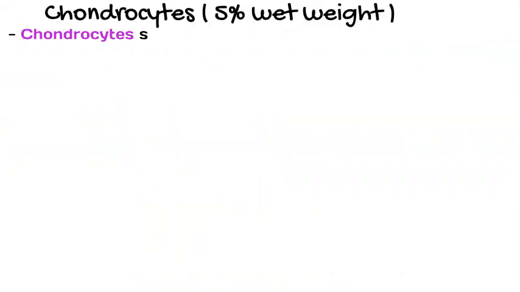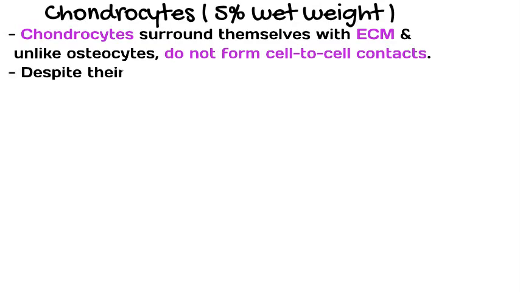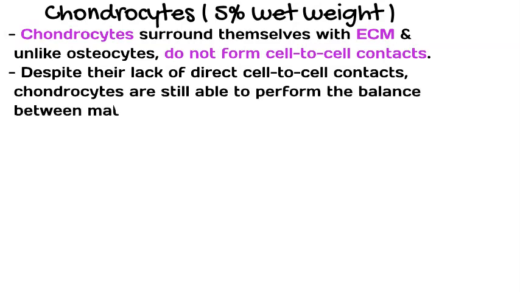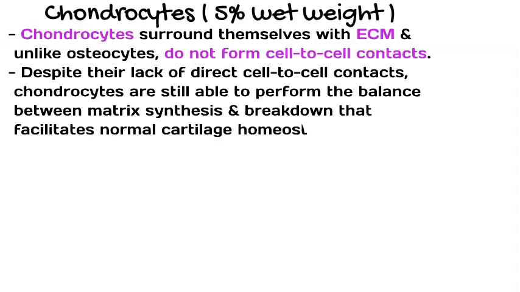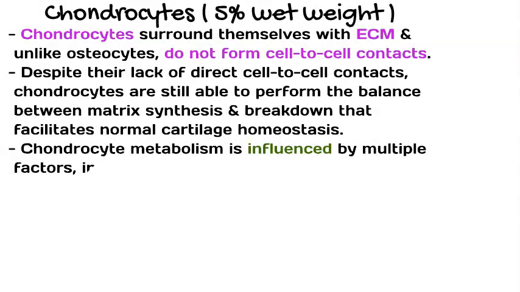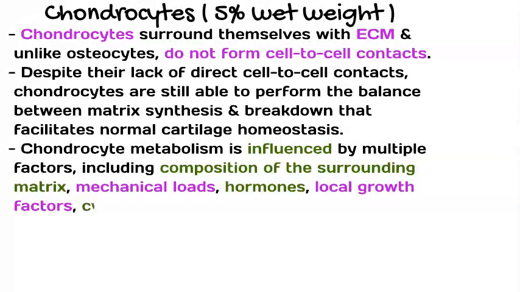Chondrocytes surround themselves with extracellular matrix and, unlike osteocytes, do not form cell-to-cell contact. Despite their lack of direct cell-to-cell contacts, chondrocytes are still able to perform the balance between the matrix synthesis and breakdown that facilitates normal cartilage homeostasis. Chondrocyte metabolism is influenced by multiple factors, including composition of the surrounding matrix, mechanical loads, hormones, local growth factors, cytokines, aging, and injury.